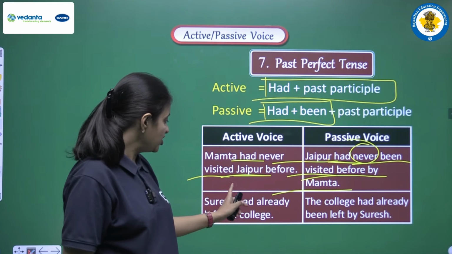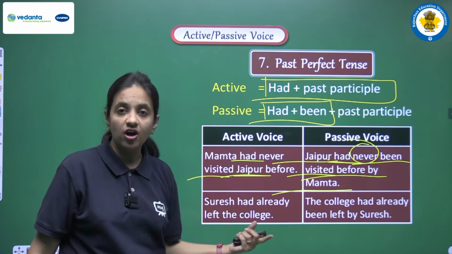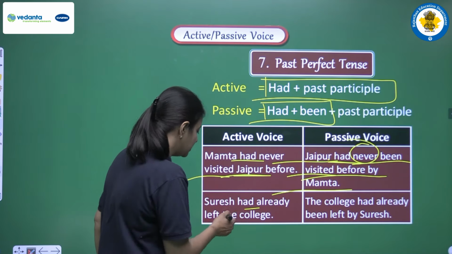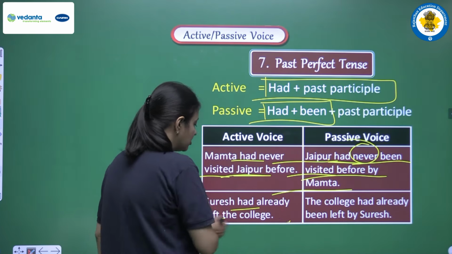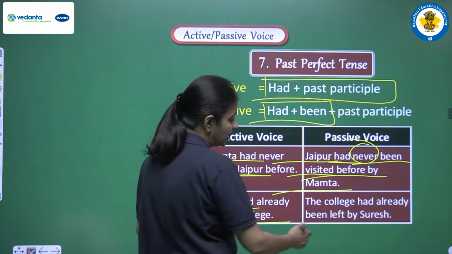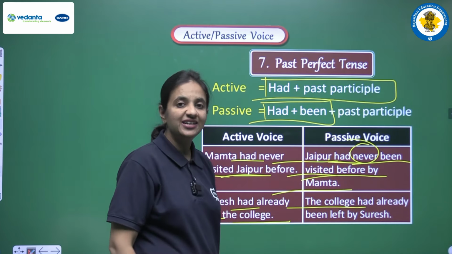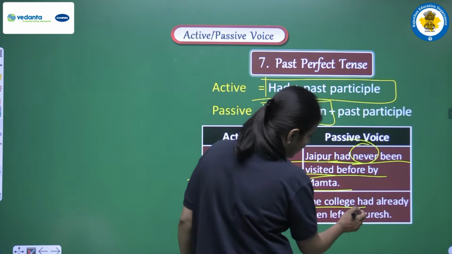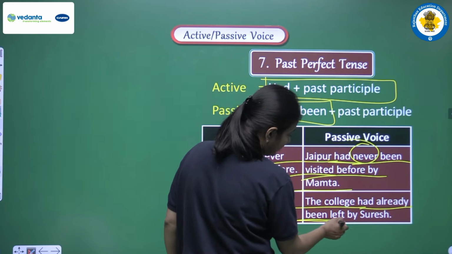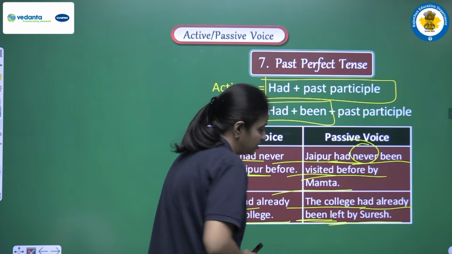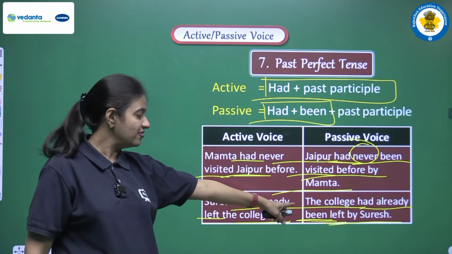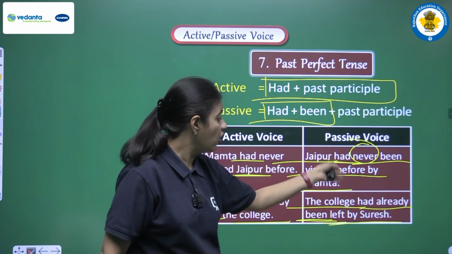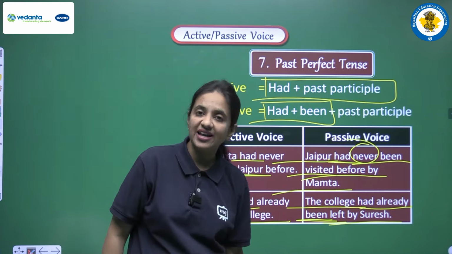Next is, Suresh had already left the college. So here had plus third form means past perfect tense. We are having the college as object. So our sentence will be started with object, that is the college. Next we are having had already been. Third form left subject in the end of the sentence as by Suresh. So our answer will be, the college had already been left by Suresh.